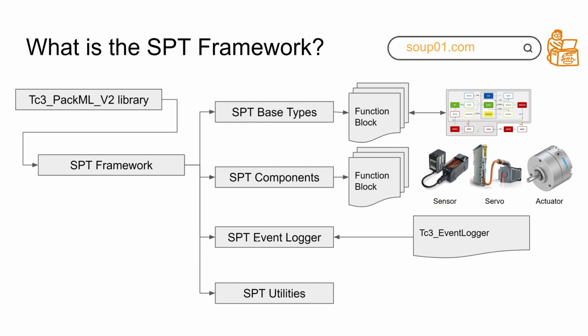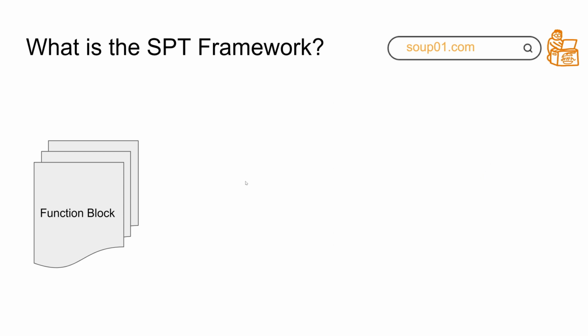And after that, we have the SPT utilities. SPT Framework also provides many basic function blocks to save your life, so there is no need to duplicate and do some basic programming. For example, analog scaling, data buffer, comparators. So SPT Framework will provide many types of function blocks to let you implement your code.